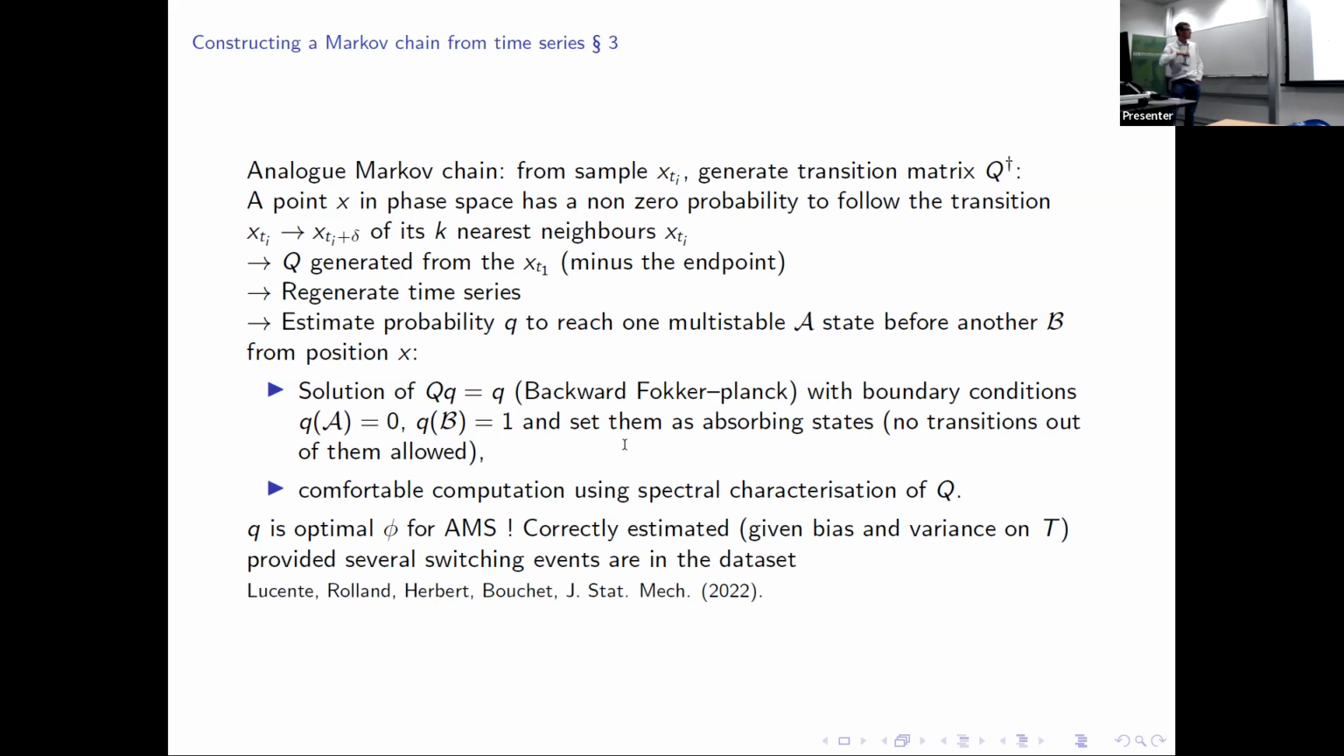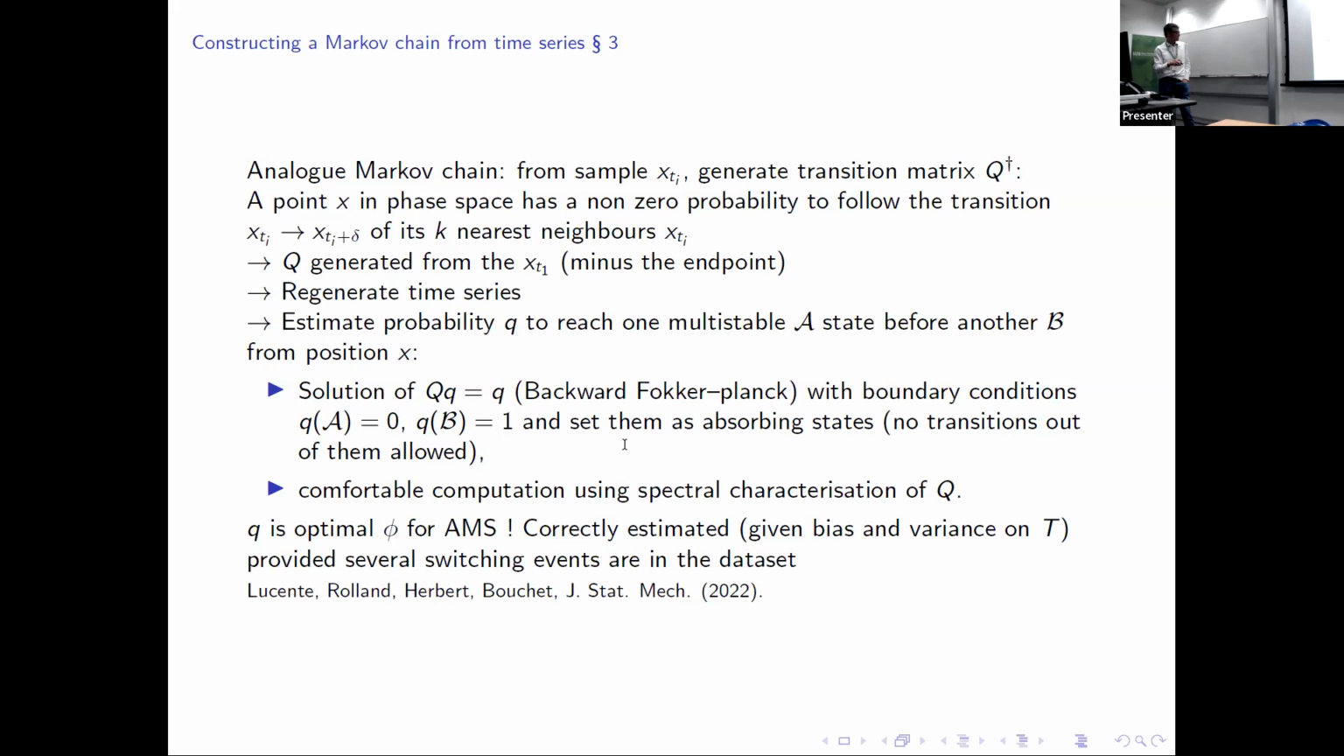So what you can do is do a DNS, sample two or three events, and actually you obtain a precise enough estimate of Q. Then this precise enough estimate of Q, you use it for AMS, and you can see by looking at the bias on the estimates of the mean first passage time that it actually gives you the best results possible for the use of the rare event simulation method.